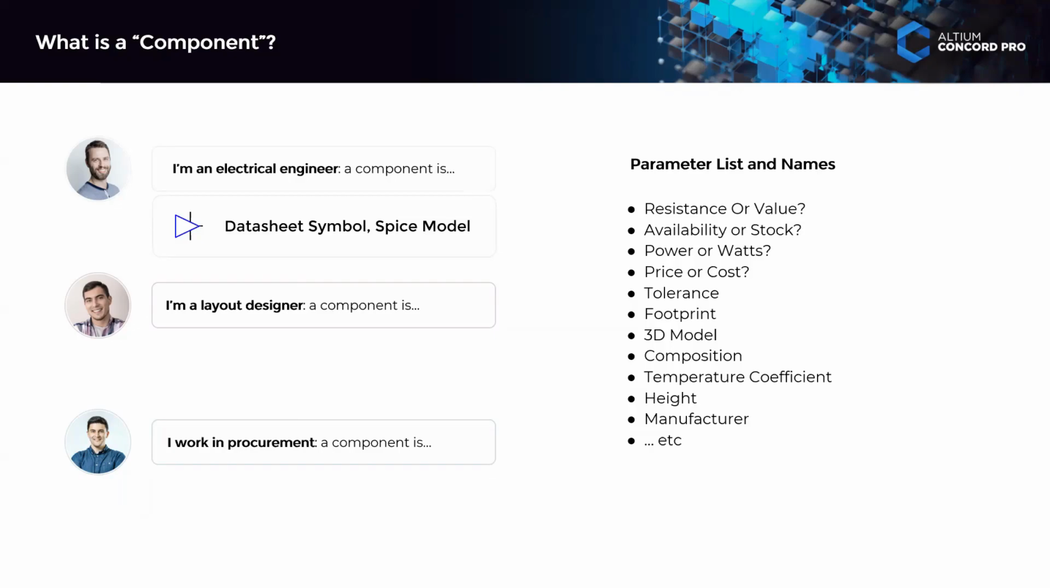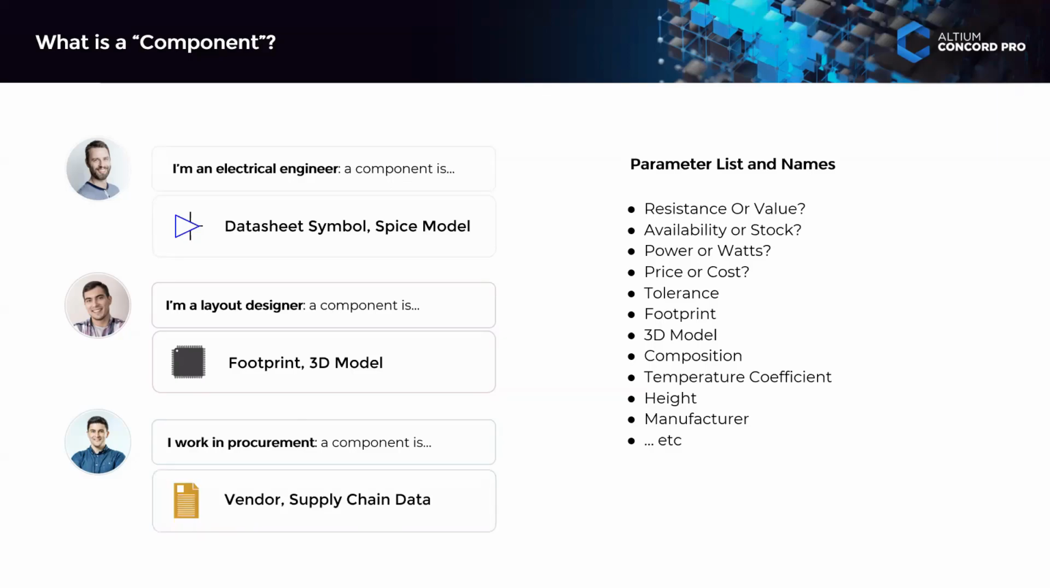Next, if I ask the same question to the layout designer, what is meant by a component? He will talk about the physical description of a component, like the footprint and the 3D model. Same question, if we ask the procurement department, that is the purchase department, they will talk about the supply chain data, the cost of the component and so on. So the component is the same, but it differs based on the user, whether an electrical engineer, a layout engineer or the purchase department. The view of the component is different for the different departments.